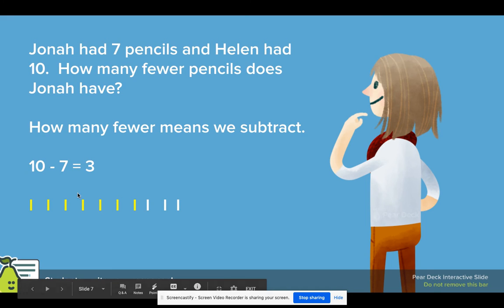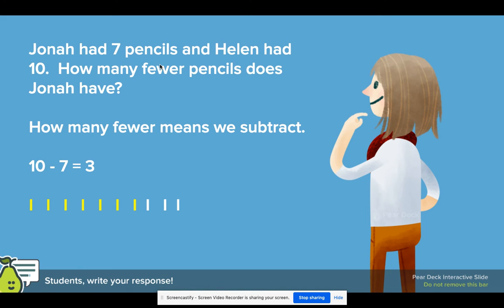So let's give an example. Jonah had 7 pencils and Helen had 10. How many fewer pencils did Jonah have? How many fewer means we subtract. So we start off with 10 because remember, in subtraction, we start off with the biggest number. 10 take away 7 equals 3.